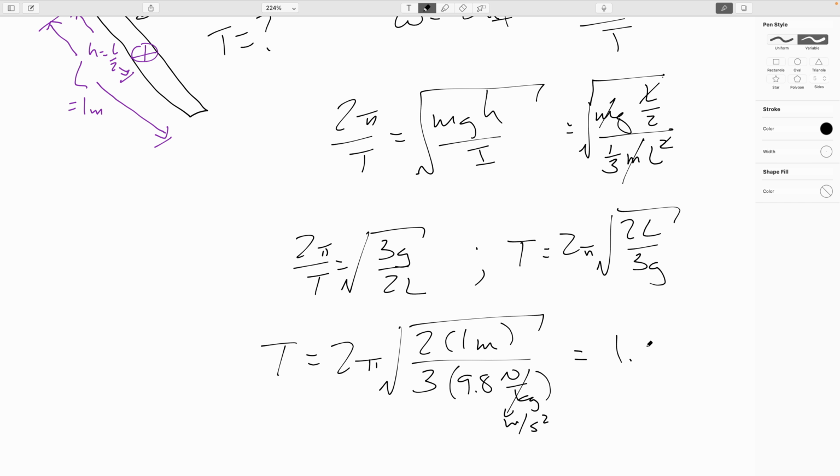Yay. And the time it'll take to do 1 complete swing back and forth is 1.64 seconds. Try it yourself and see. If you do a yardstick, it'll be a little shorter, just because a yard is a little shorter than a meter.